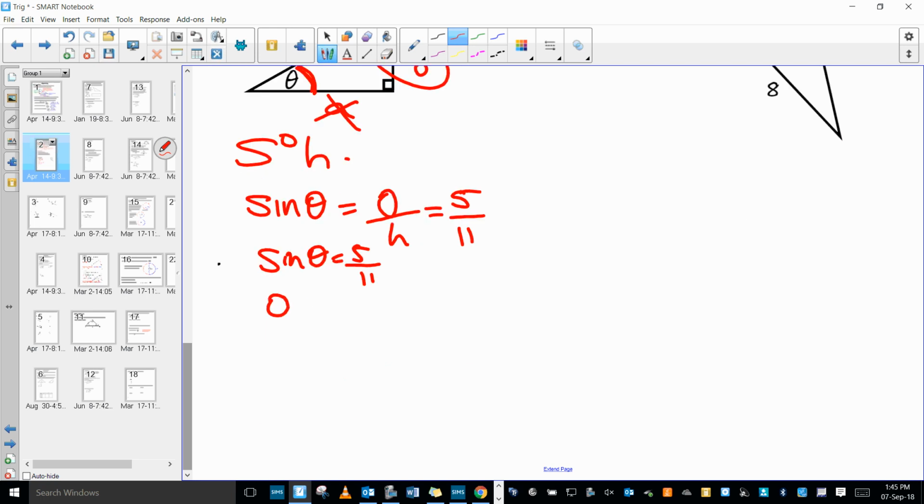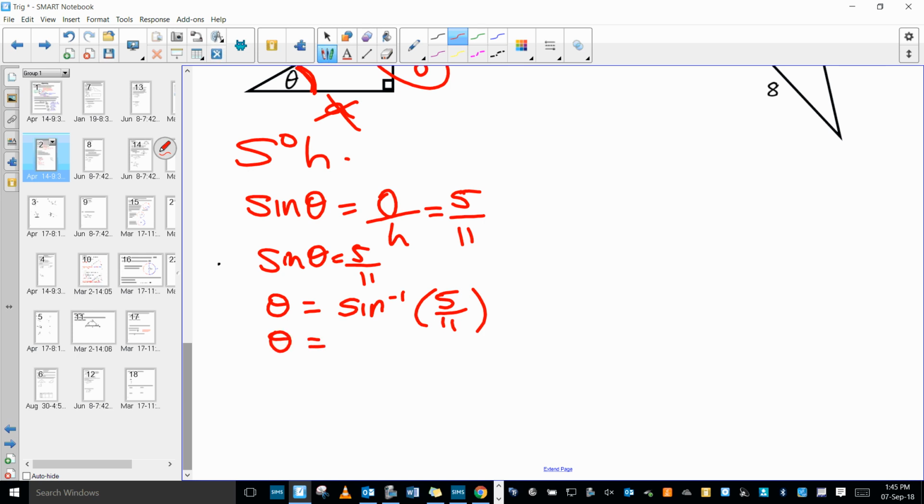So I now have to undo my sine. It's like solving an equation. We're undoing the sine, so we've got inverse sine. But we can keep the 5 over 11 as 5 over 11. You don't need to write the decimal and then put the decimal in. And you definitely do not write the decimal and round the decimal, because remember, when it gets to this stage, that can change the answer quite dramatically. So keep it as 5 over 11.